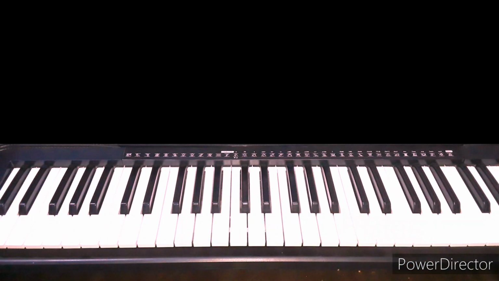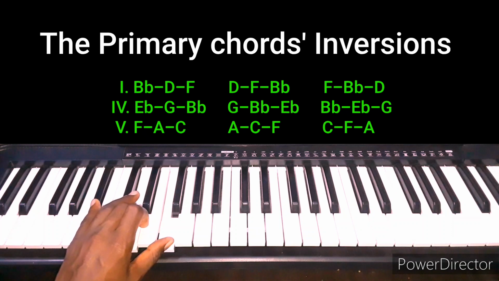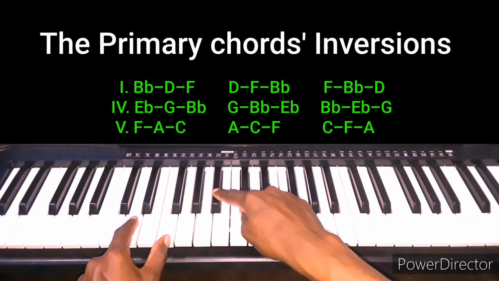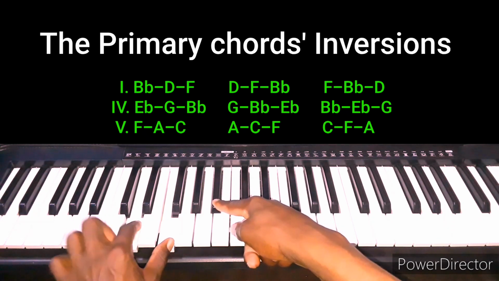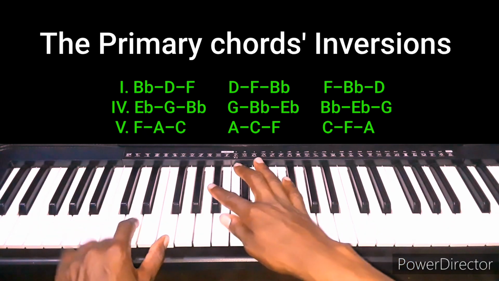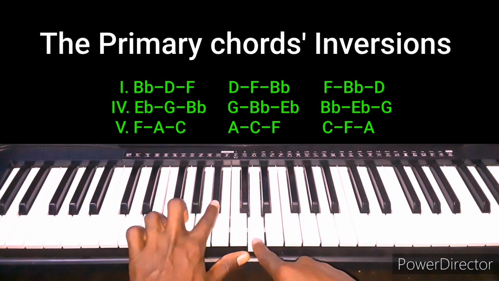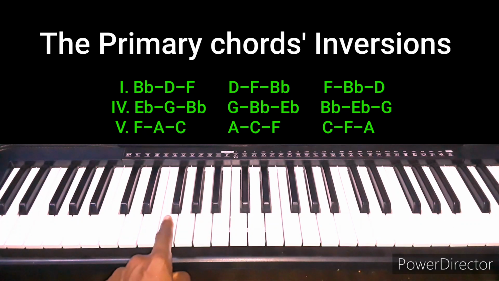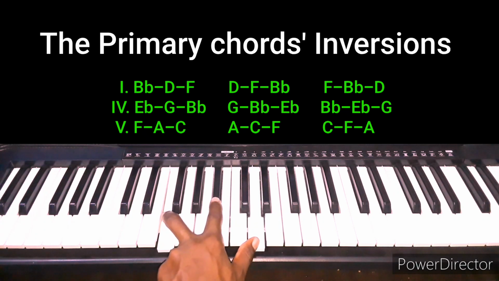So they're inversions. This is B flat in root position. If I take this B flat over, it will be in its first inversion. This was root position, first inversion, and then second inversion. So second inversion has the 5 at the bottom, the root in the middle, the third at the top.